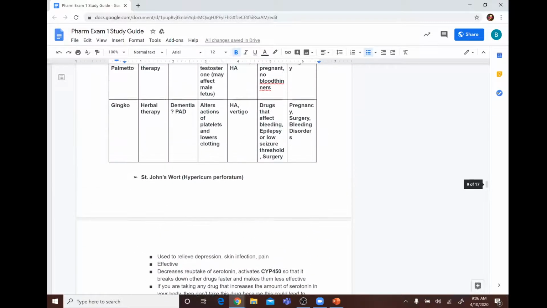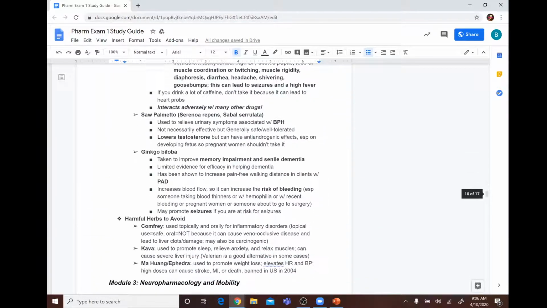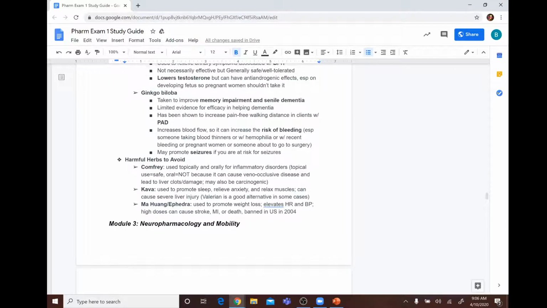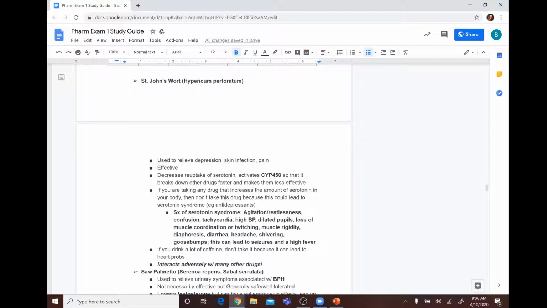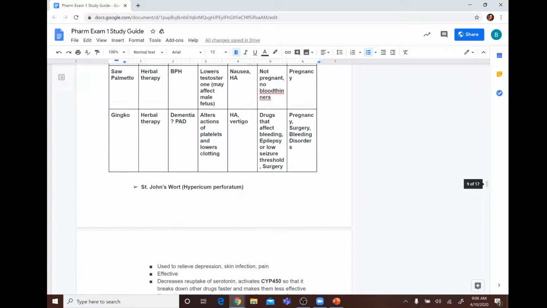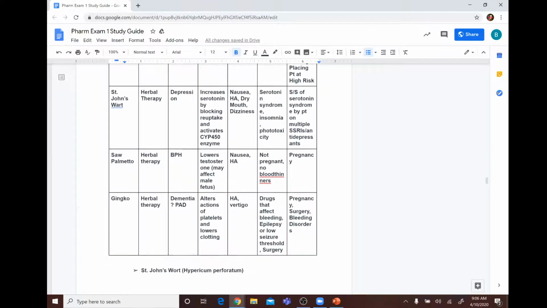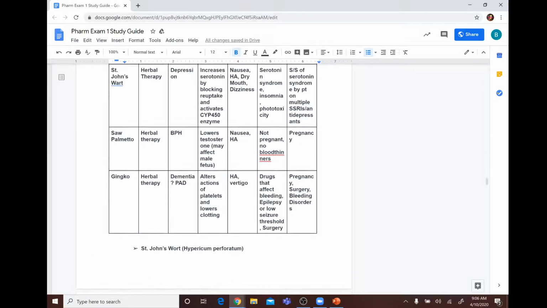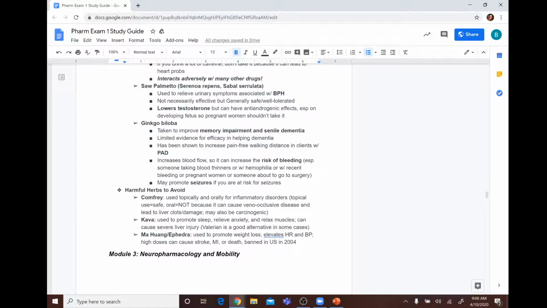Headache and vertigo. What are the nursing considerations of ginkgo? Drugs that affect bleeding, epilepsy or low seizure threshold, and surgery. What are the findings that place a patient at high risk of taking ginkgo? Pregnancy, surgery, bleeding disorders.